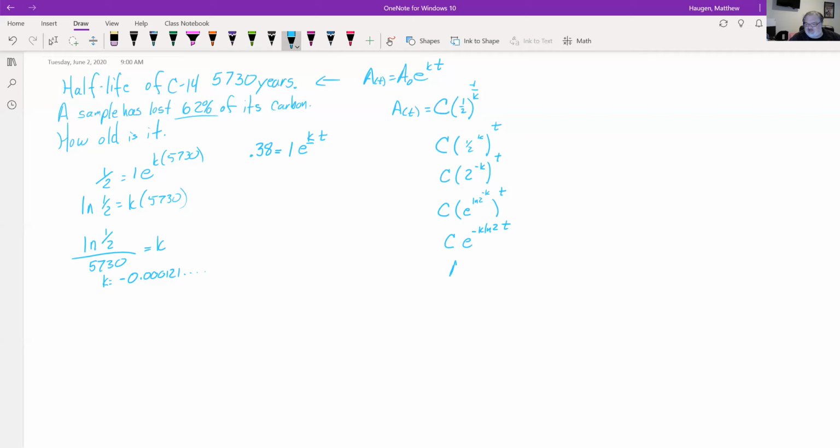Or instead of calling it C, call it A naught. E to the, instead of calling this your constant, change that label to, well, I don't want to use a K again, but let's say W times T. They're just different labels of the same model, essentially. Okay, so that still is a valid way to write it out and solve it then. Absolutely. And that's one of the things that you'll see.